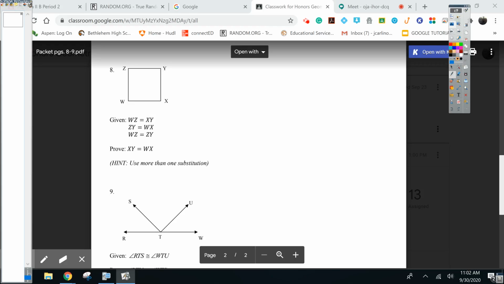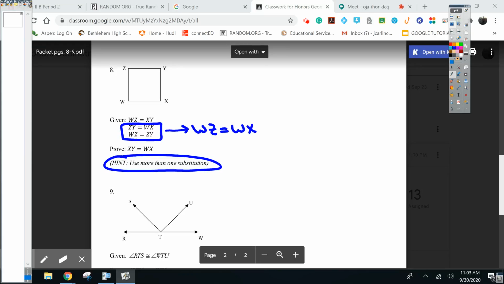I already gave you the hint right here. Use more than one substitution. My best bet right now, take 2 of them. If ZY equals WX and WZ equals ZY, can anybody come out with a conclusion right now? Just look at those 2. What's got to be equal to each other then? WZ equals WX by substitution, right? Then use these 2 right now and do substitution and see what happens. So 2 substitutions in that one. I'll let you guys go.